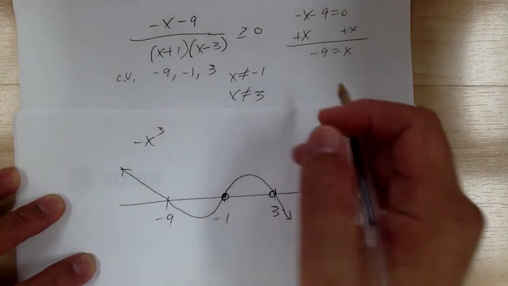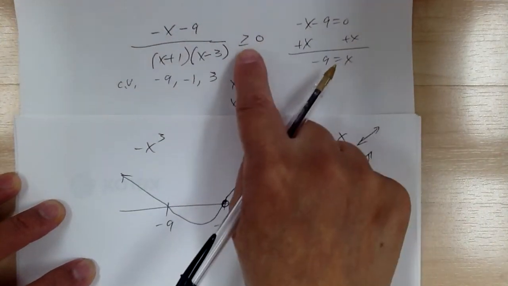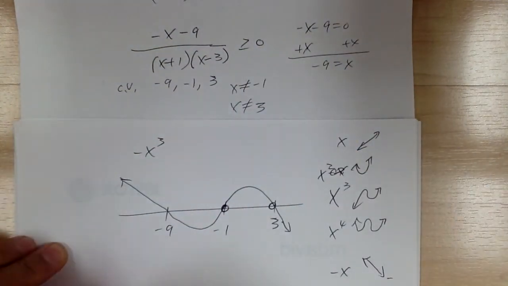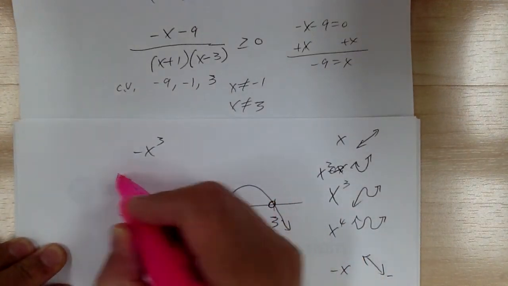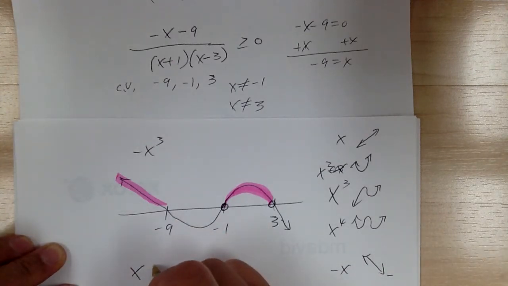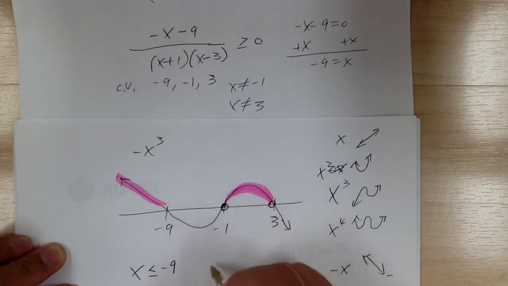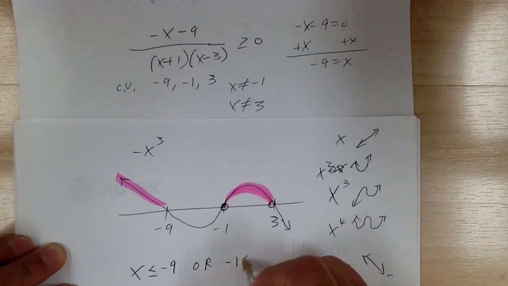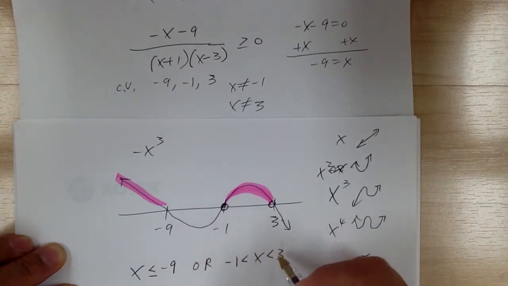Okay, so now you're looking for greater than or equal to 0. That means you're looking for this part right over here. And so when you write your answer, you're going to get x is less than or equal to negative 9, or this part over here would be negative 1 less than x less than 3.